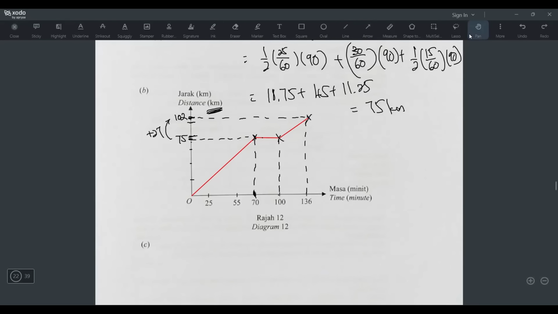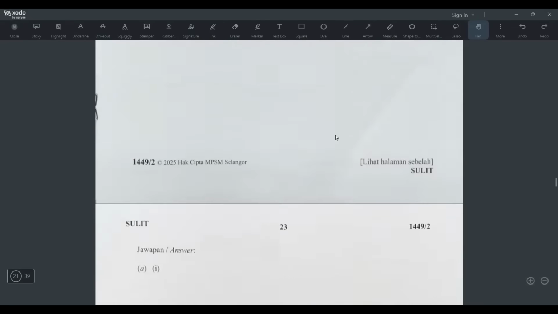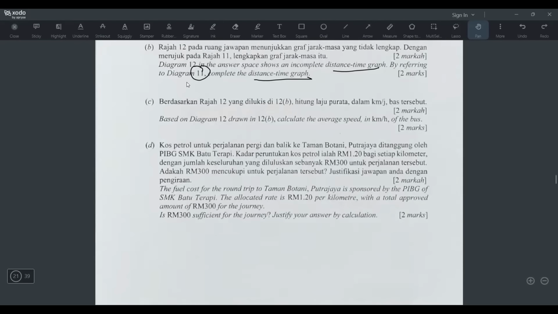Okay, I think I'm done with this part. So anything I left? Wait, let's see. Complete the DTG, 2 marks. Okay, I think that's all. Sudah siap. Okay, we can do the next part.